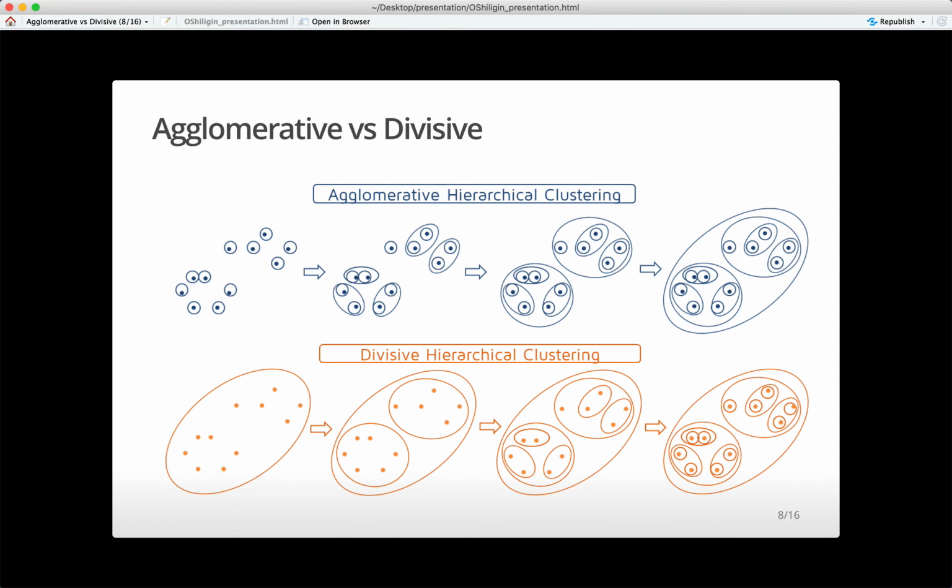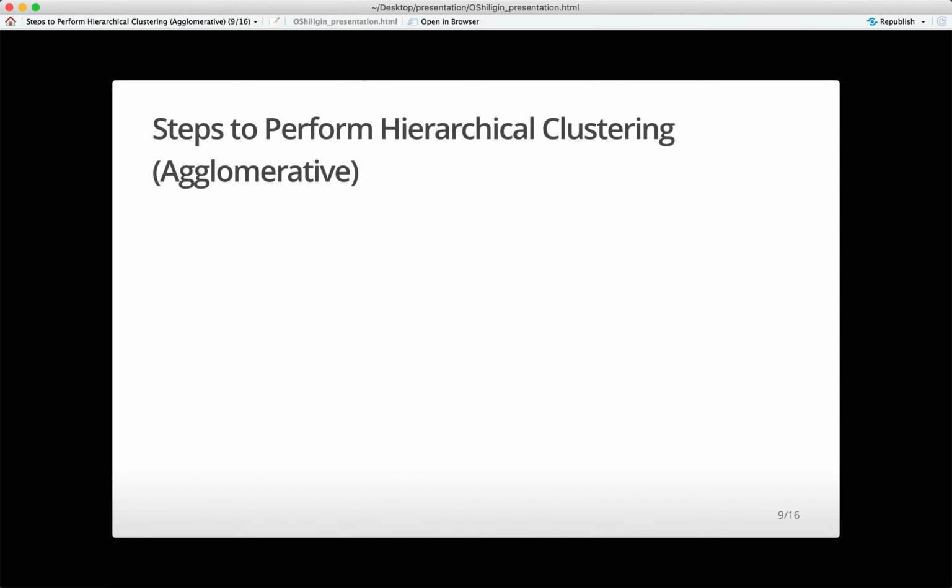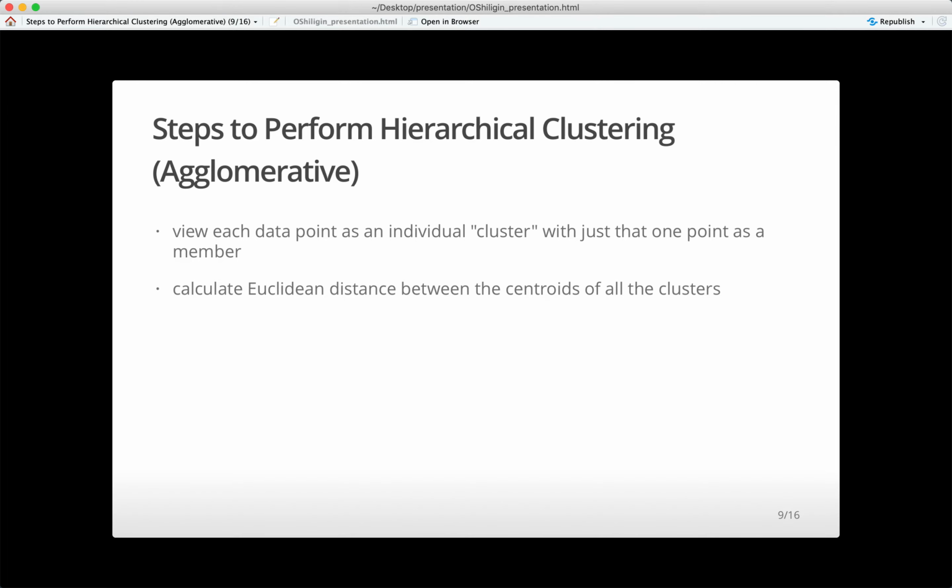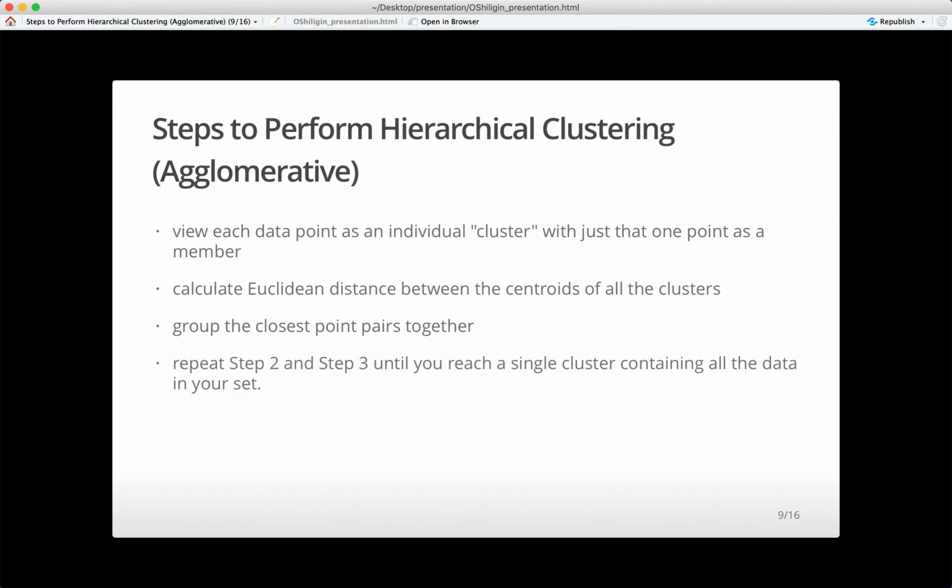Okay, now let's recap the steps to perform hierarchical clustering. Given n sample data points, view each point as an individual cluster with just that one point as a member. Then calculate the pairwise Euclidean distance between the centroids of all the clusters in your data. Group the closest point pairs together. Repeat steps 2 and 3 until you reach a single cluster containing all the data in your set.